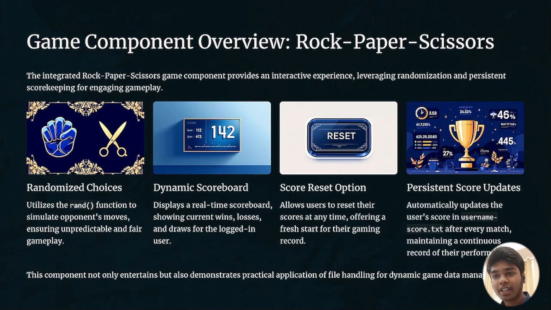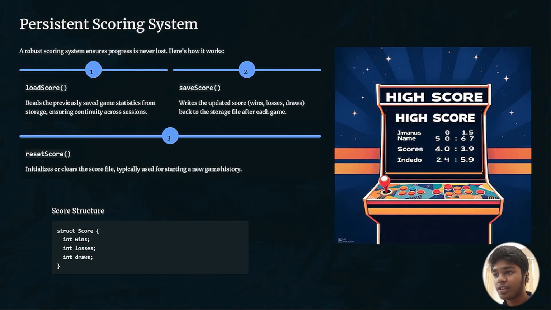Now, last but not least, a persistent scoreboard. As I have mentioned, there will be a scoreboard that will be displayed on the screen. Now, the scoring system: we have used the load score function, which will load the previously stored game statistics. Save score will update the score into the files. Next, last but not least, the reset score, which I have also already mentioned.